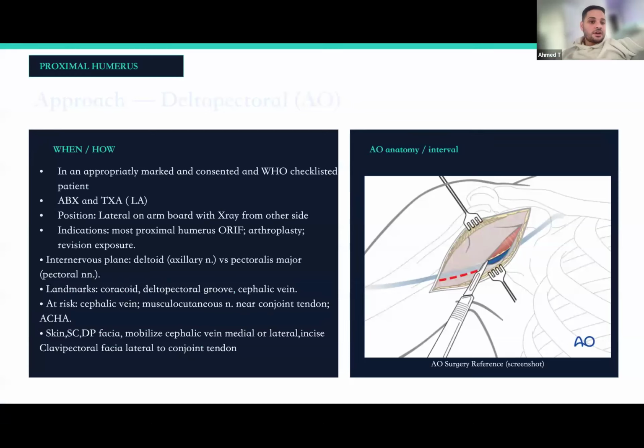That's a very good answer. The approach itself was spot on. I don't have any comments. I'll just say one more line about your setup. So in a properly marked and consented, WHO-checklisted patient, antibiotic and TXA, induction, position. Sorry, that's wrong. Position is a beach chair position and X-ray from the other side. So give one more line about your setup, but otherwise you did great.